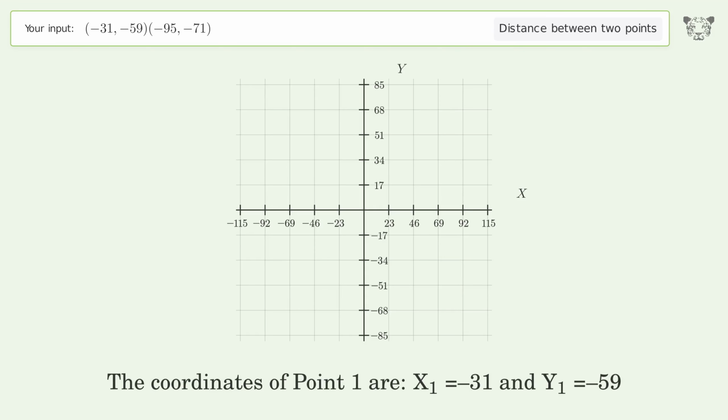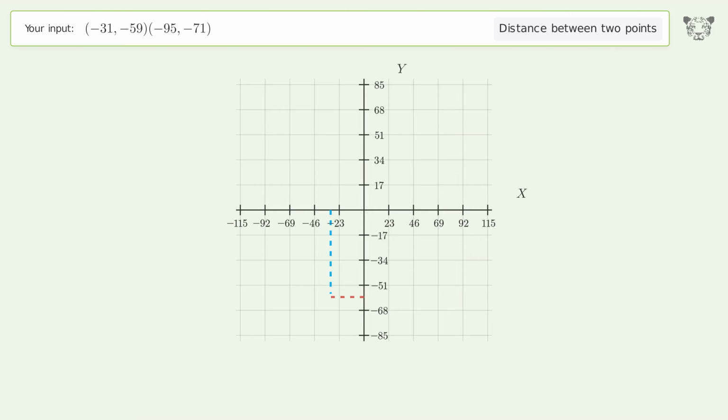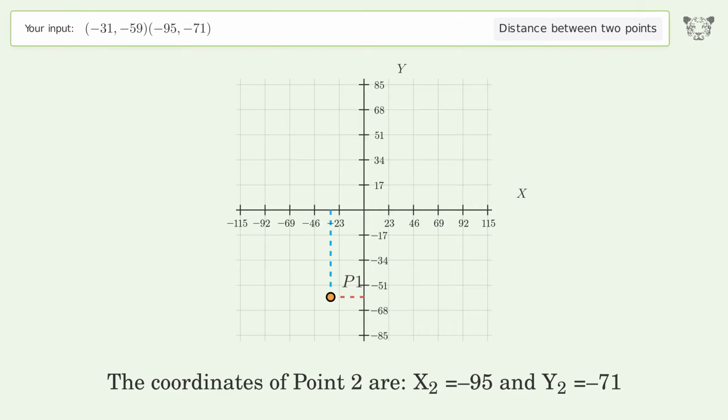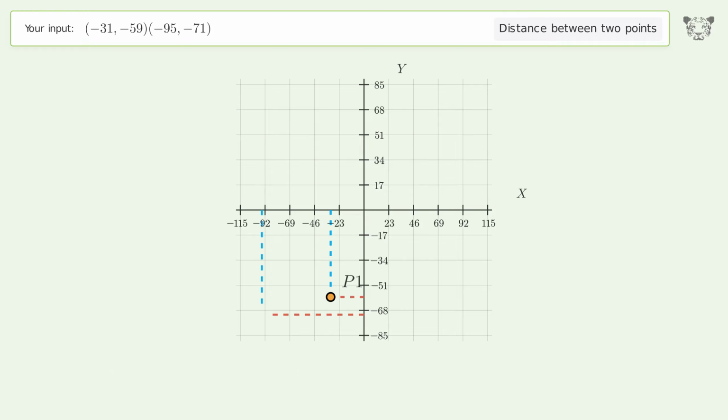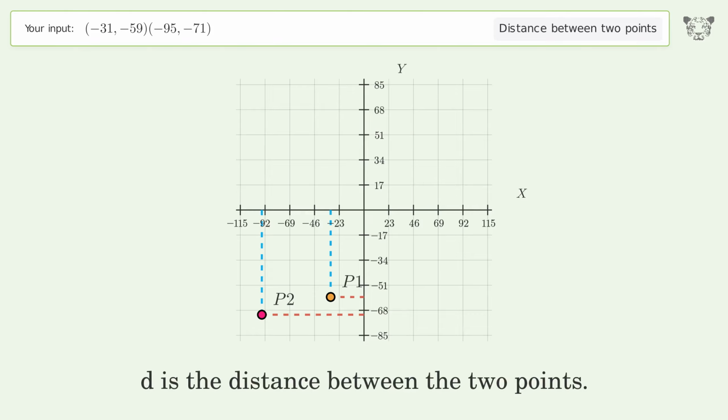The coordinates of point 1 are x1 equals -31 and y1 equals -59. The coordinates of point 2 are x2 equals -95 and y2 equals -71. D is the distance between the 2 points.